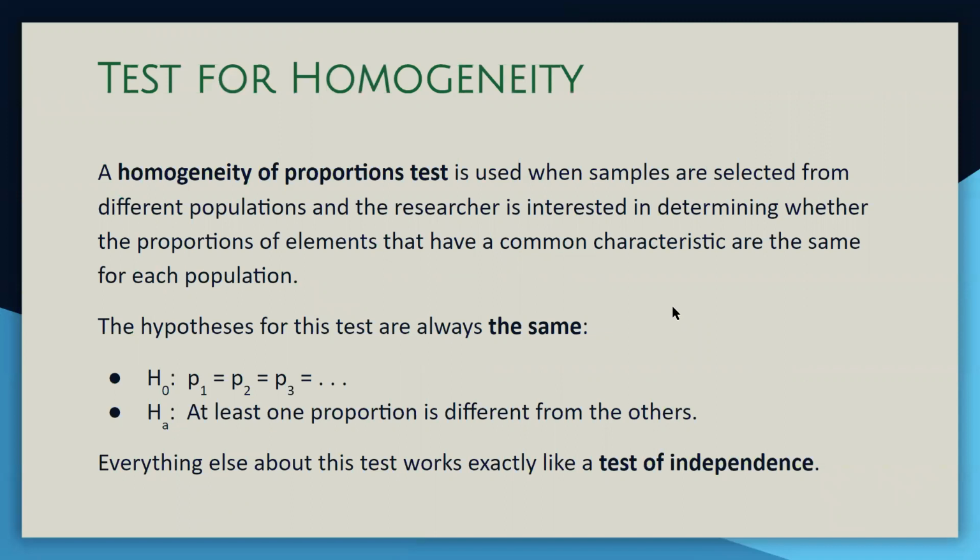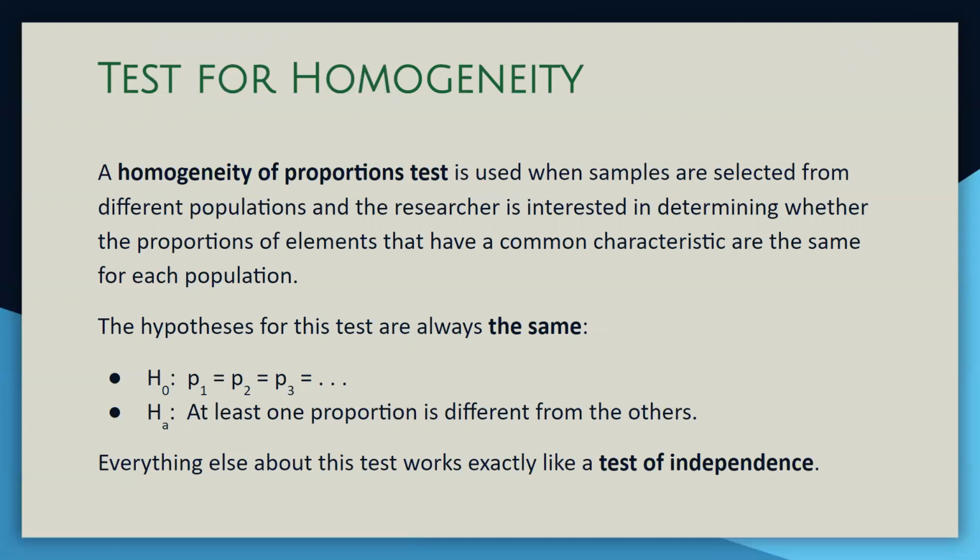A test for homogeneity of proportions is used when samples are selected from different populations and the researcher is interested in determining whether the proportion of elements that have a common characteristic are the same for each population.